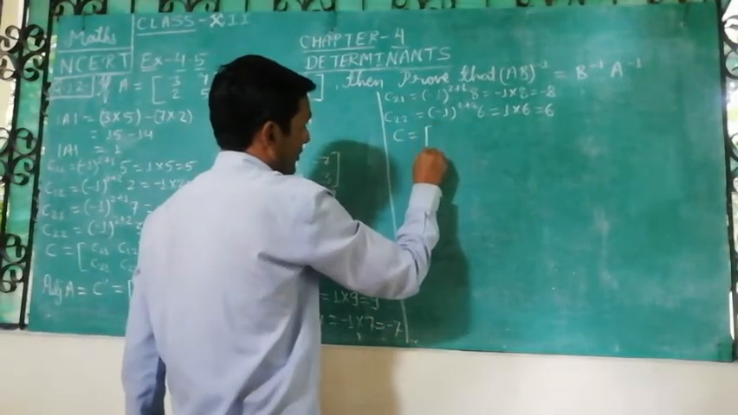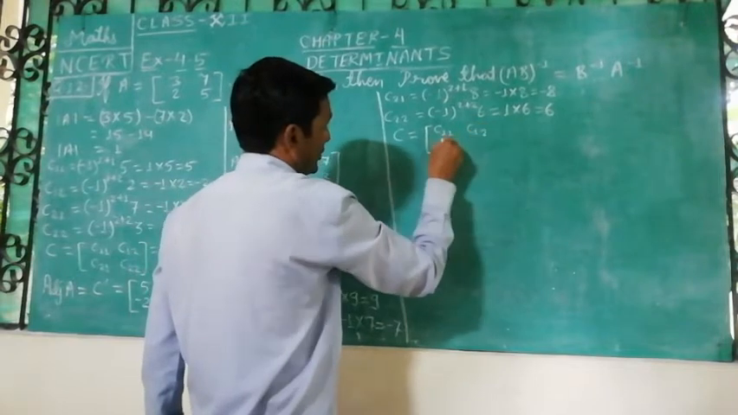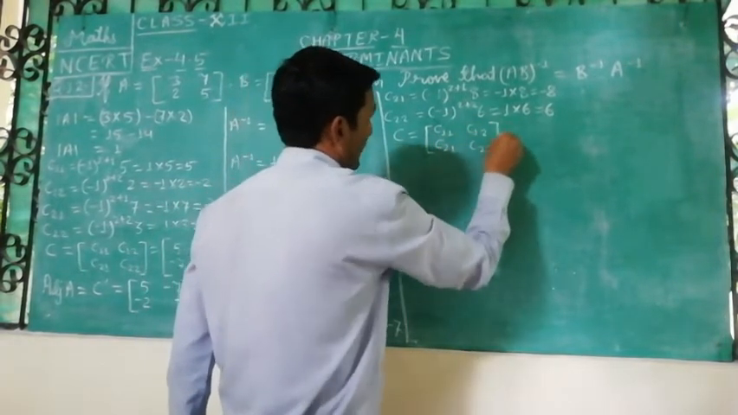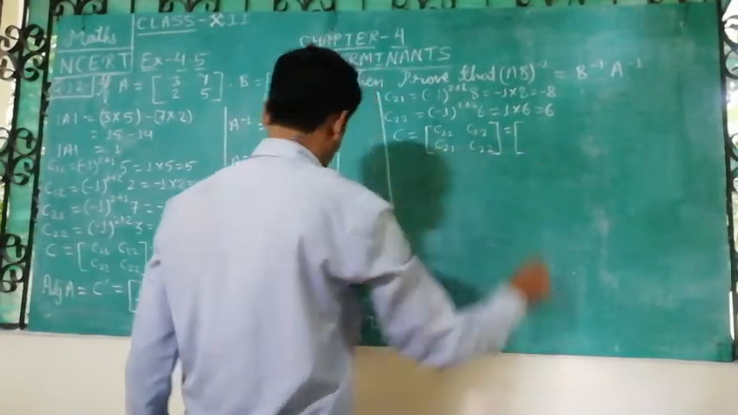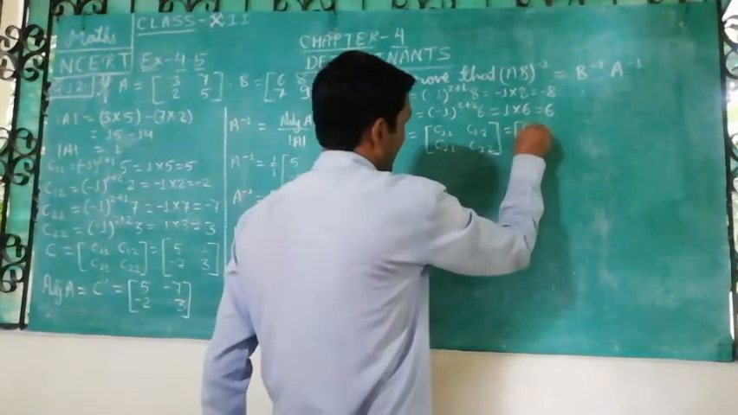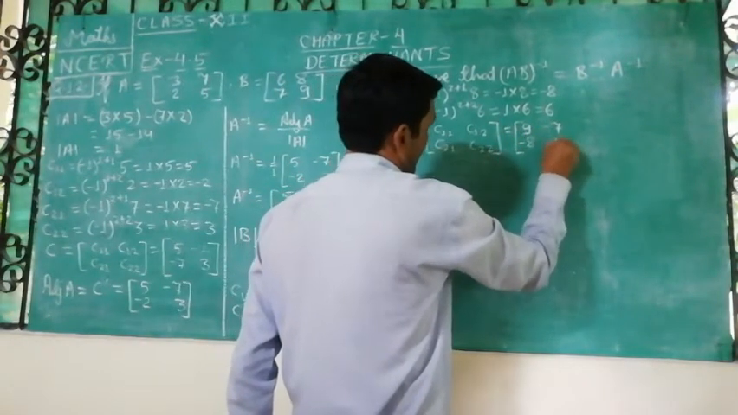So C will be equal to C11 C12, C21 C22, which will be equal to 9 minus 7, minus 8 6.